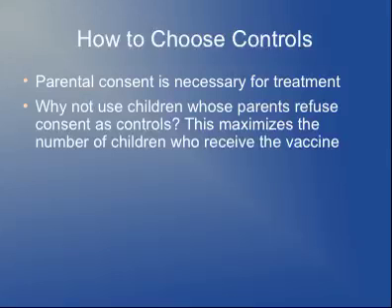So, next question is, how do you choose your controls? When you're doing a vaccine trial for polio, you need to get consent from the parents in order to administer the vaccine. So one might think, well, we don't want to throw any of these kids out of our sample just because their parents wouldn't give consent. Let's just take the kids whose parents gave consent to be in the treatment group, the kids whose parents didn't give consent to be in the control group. That will maximize the number of kids who get the vaccine. Also means that we won't lose any data.